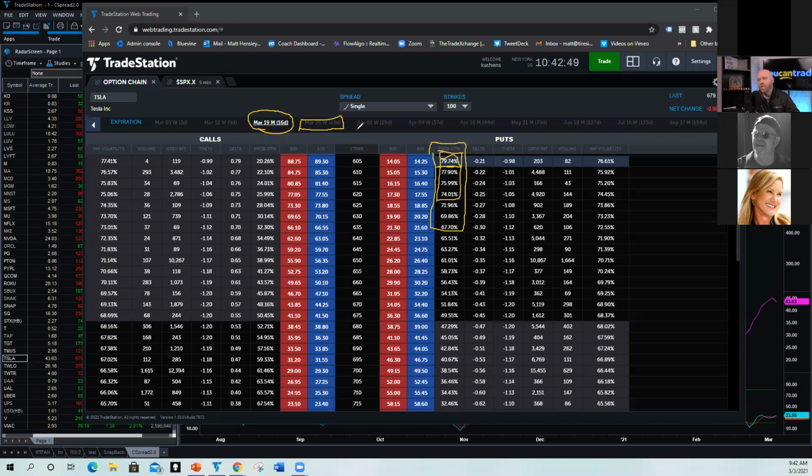I don't want to go more than about 25 days. I know there are some models that show that getting out here is the best place to sell credit. I just don't want to worry about it for that long, especially in this kind of market environment, right?